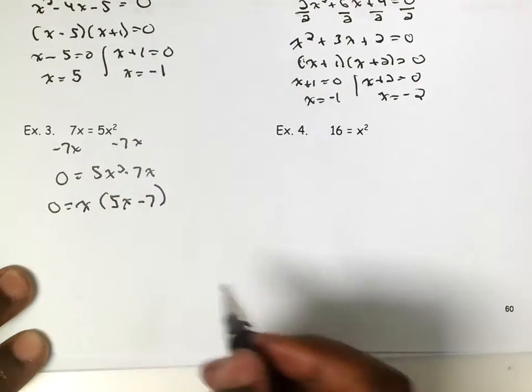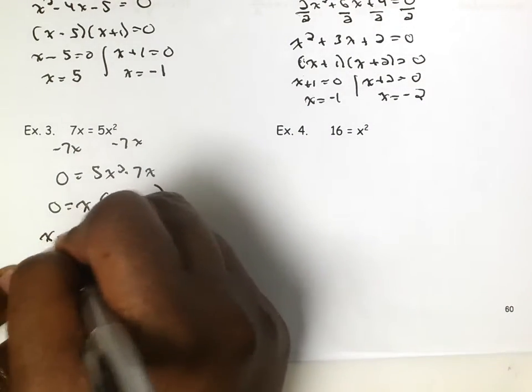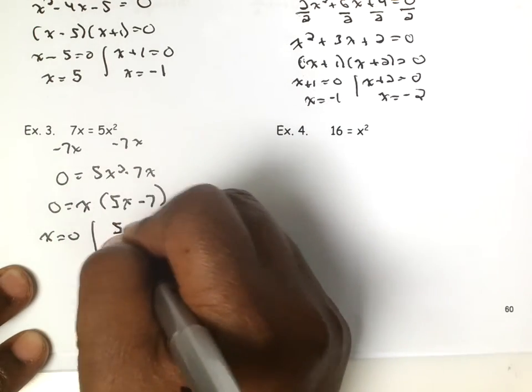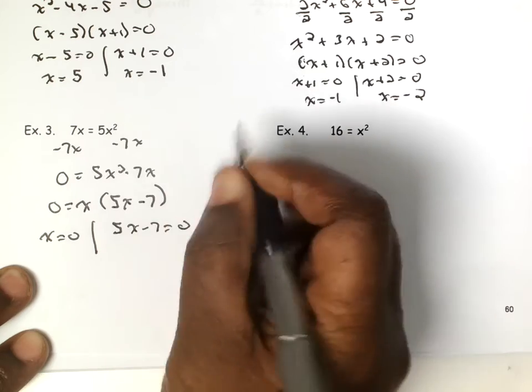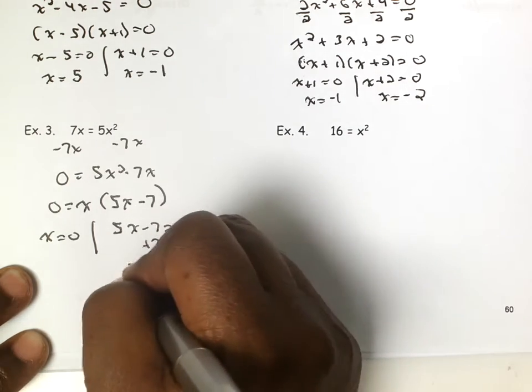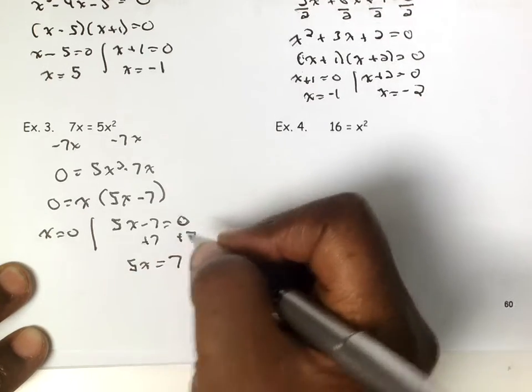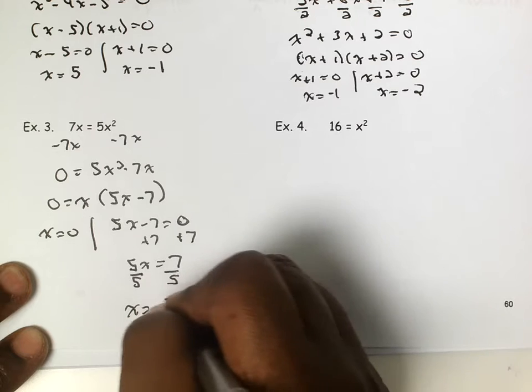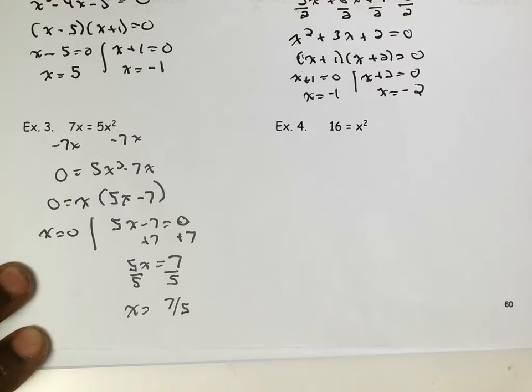And then set each of these equal to 0. So x equals 0, which I would have lost if I just divided it out. And 5x minus 7 is equal to 0. So I'm going to add 7 to both sides, and then divide by 5. So my solutions are 0 and 7/5.